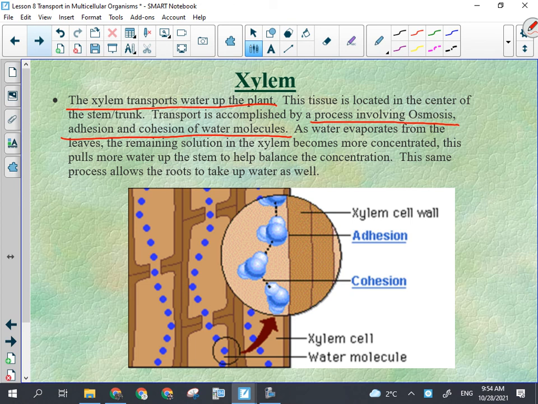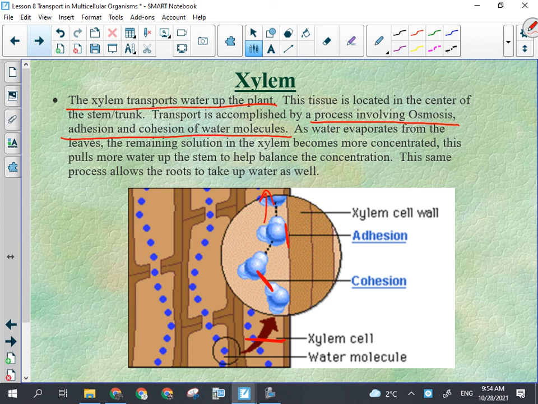So at a microscopic level, this is what's going on in the xylem. The tubes, like we said, are not very big. So we have individual water molecules in there. There's cohesion, or a hydrogen bond between water molecules. There's adhesion, or a hydrogen bond between the water molecules and the xylem tubes. And then there's the osmotic pulling force that's pulling up on this chain of water molecules, pulling it up the tree. Questions on the xylem?